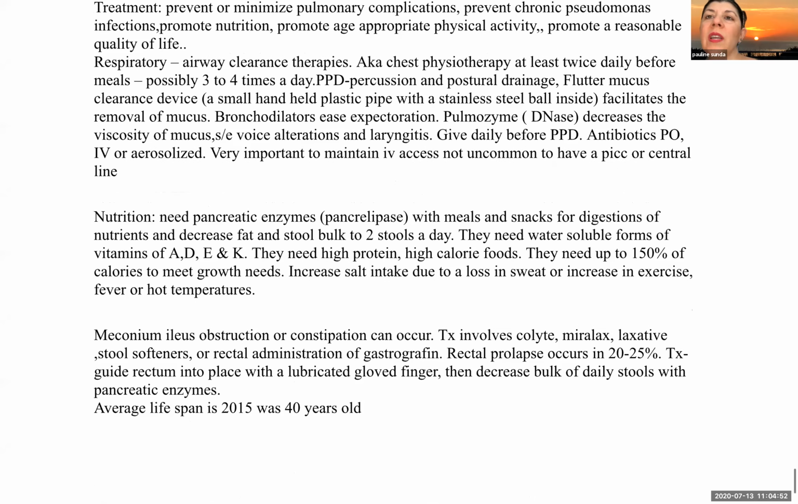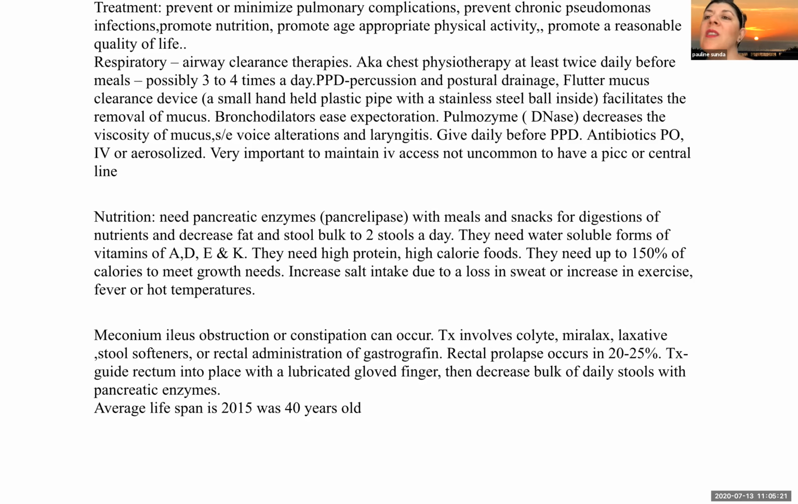So respiratory. Here, there are many airway clearance things that need to be done. Things like chest physiotherapy at least twice daily before meals. They may need to do it as many as 3 to 4 times a day. They will be doing the percussion and postural drainage. There's a flutter mucus clearance device, and basically this is a small handheld plastic pipe with a stainless steel ball inside, and this helps to facilitate the removal of mucus.